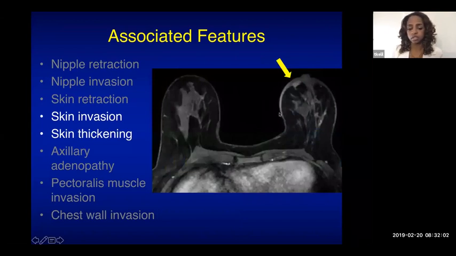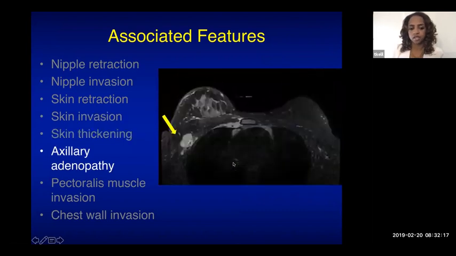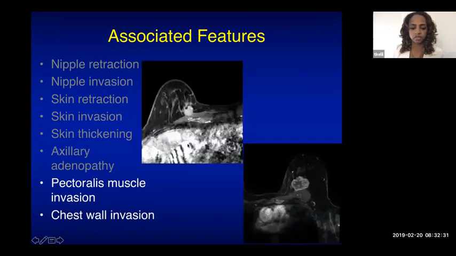Skin thickening can be due to skin invasion or it can be due to other benign etiologies. For instance, prior radiation therapy can cause skin thickening or mastitis. Axillary adenopathy, here's an example of an abnormal lymph node. So you want to mention that in addition to this, the patient had inflammatory breast cancer, which has metastasized to the right axillary lymph nodes.